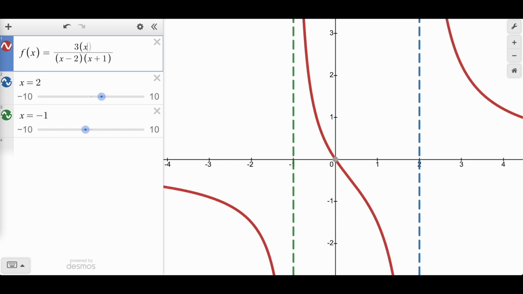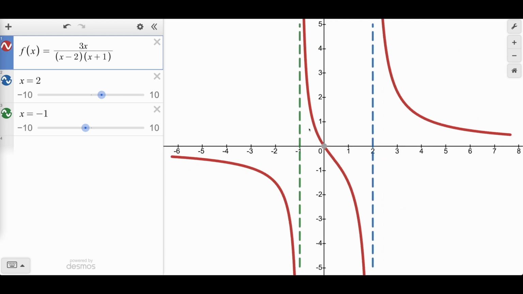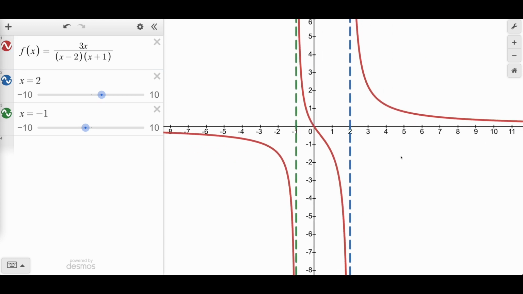But if I get rid of this x plus 1 and let's just say we change it to x, you'll notice we still have both of those vertical asymptotes. Okay. Say I change it to x minus 2.